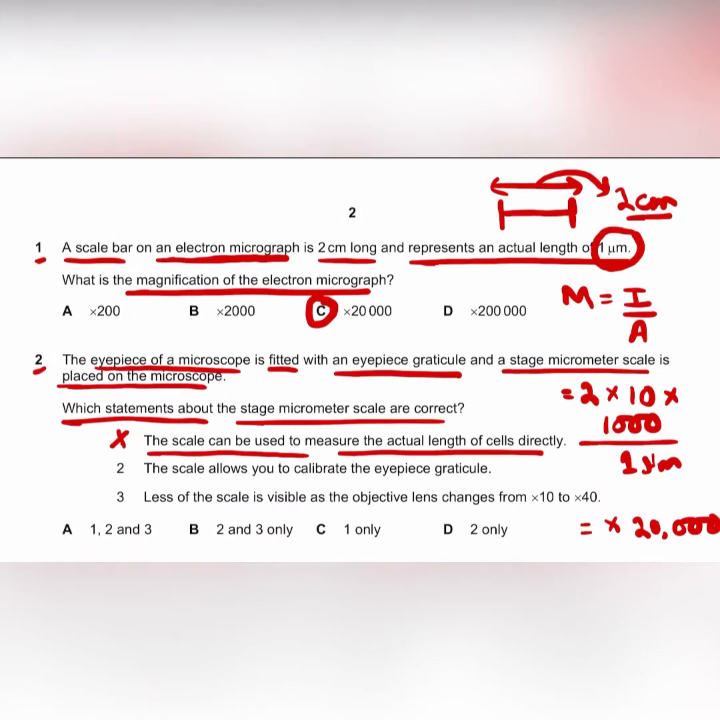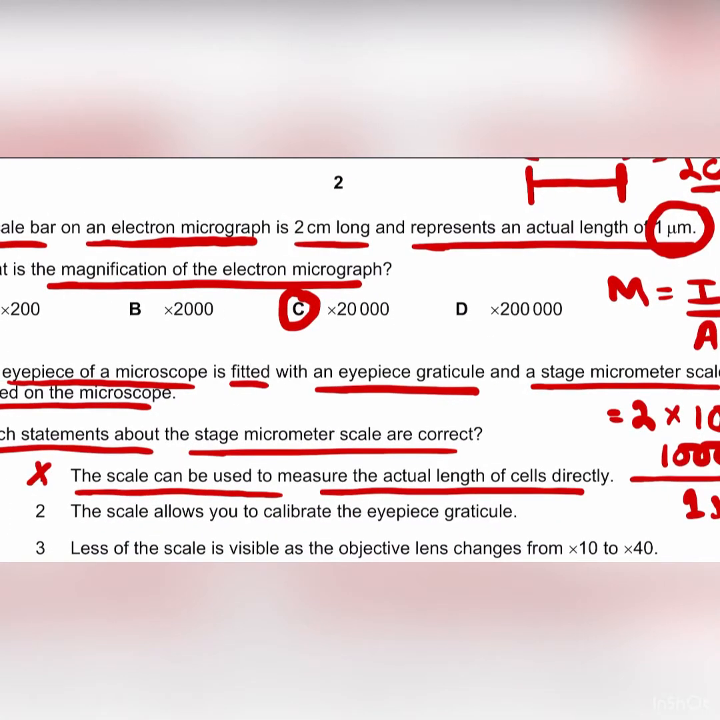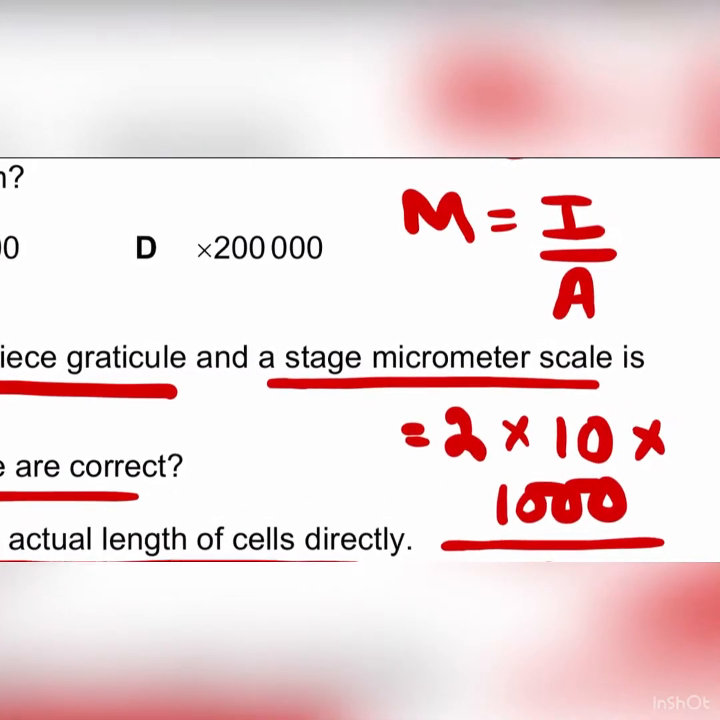We don't use a slide for it. This is fitted in the eyepiece, and I can still place the slide of a specimen on the stage. So we can view the specimen and the eyepiece graticule scale together, but we can never view the specimen, that is the plant root, and the stage micrometer scale together.